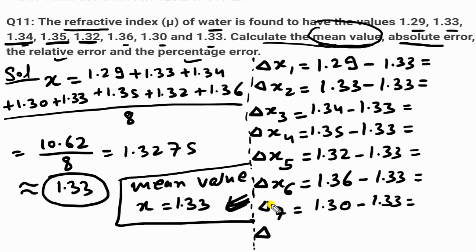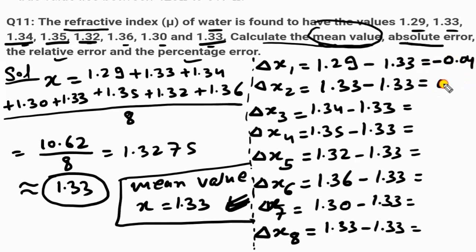Third, this is delta x7. Eighth absolute error is delta x8, that is 1.33 minus 1.33, because the measured value is 1.33 as well. So the first time we will get a value that is minus 0.04. The second time we will get a value that is 0.00.